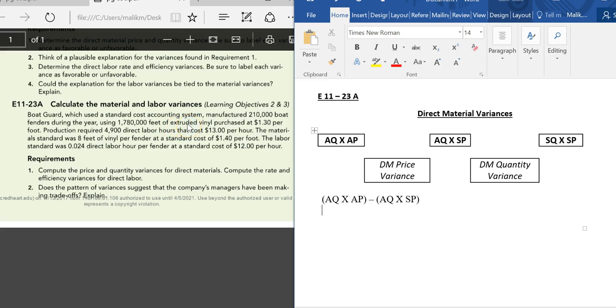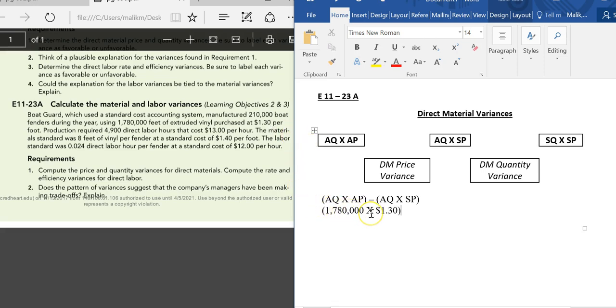And it is also said here that the actual price that they paid is $1.30. So now you know the actual quantity and actual price of those direct material. What I will plug in here: my actual quantity is 1,780,000 feet of extruded vinyl, and the price per foot is $1.30. So I am using it here.